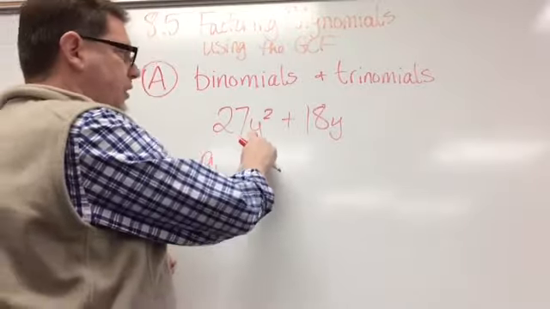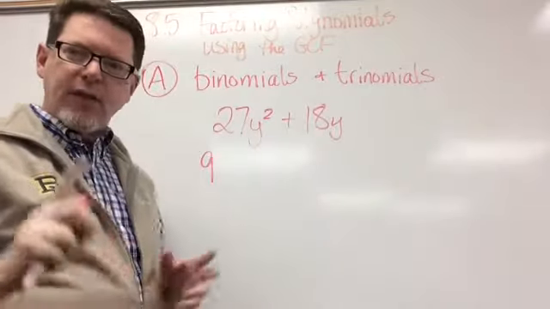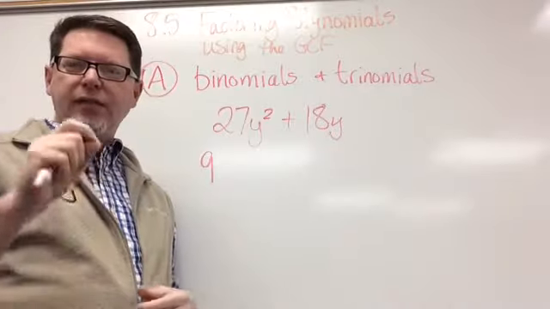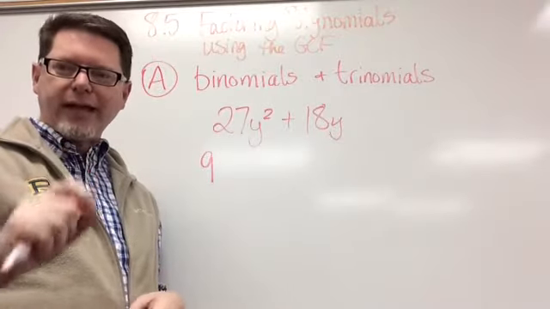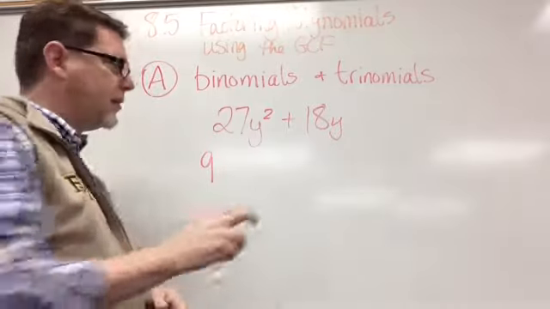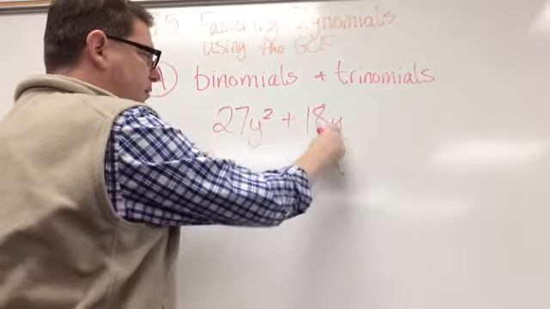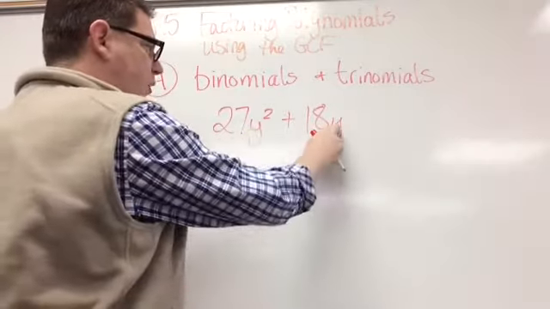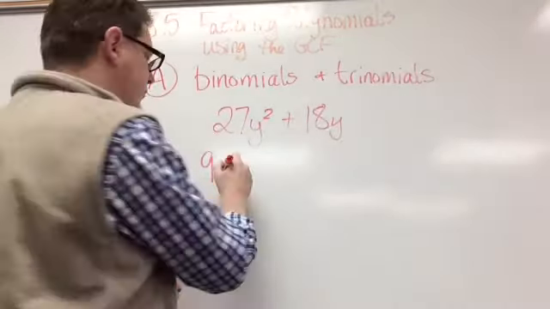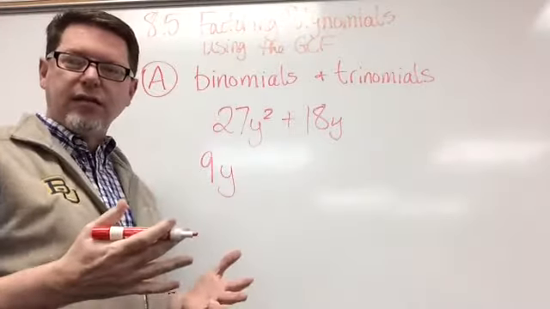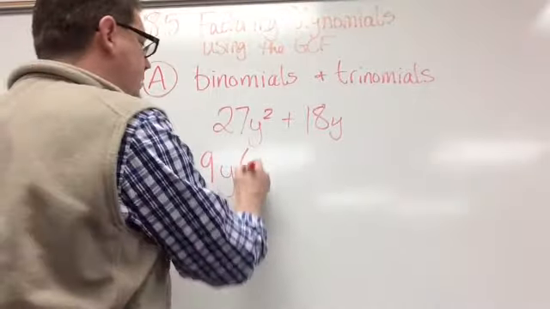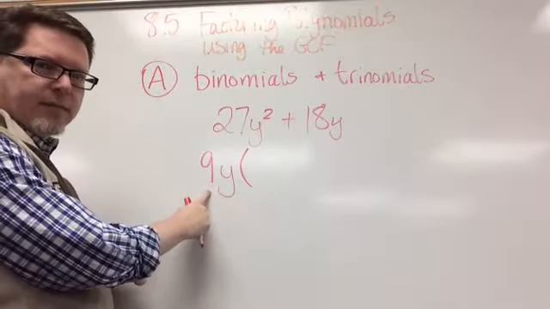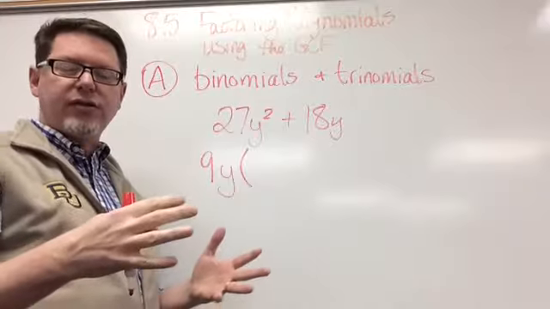And what's the greatest common factor of y squared and y? I'll give you a hint. The greatest common factor of a variable is the variable with the smallest exponent. I'll say that again. The greatest common factor of variables is the variable with the smallest exponent. So I have y squared and y, so the greatest common factor would be y, because it has the lowest exponent. So now I need to take both of these terms and divide them by 9y. Basically it's a reverse of the distributive property.